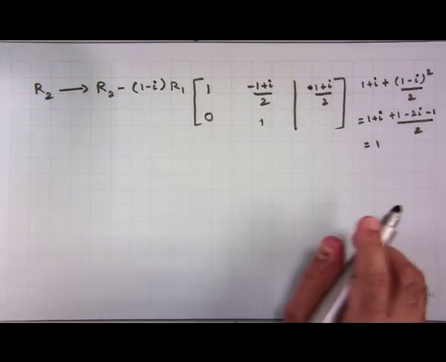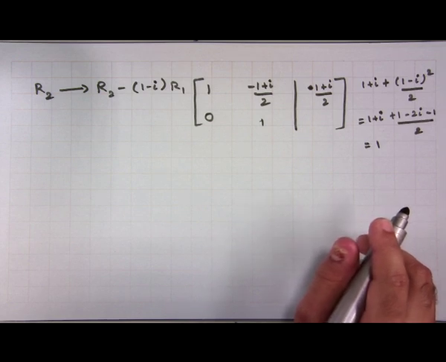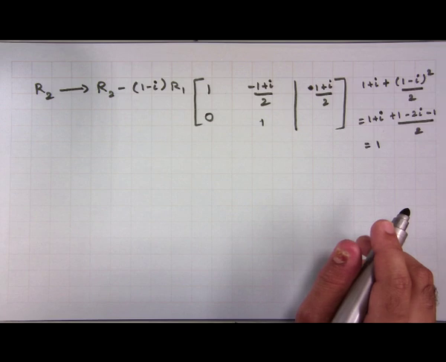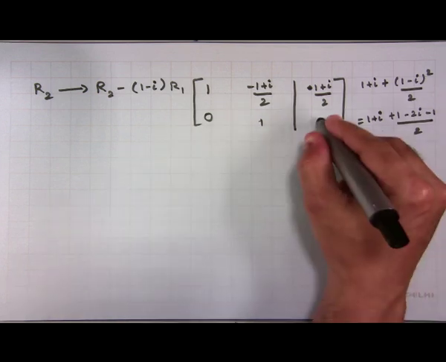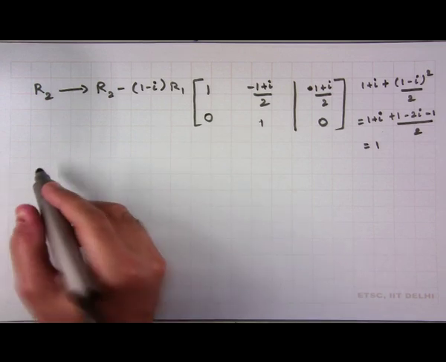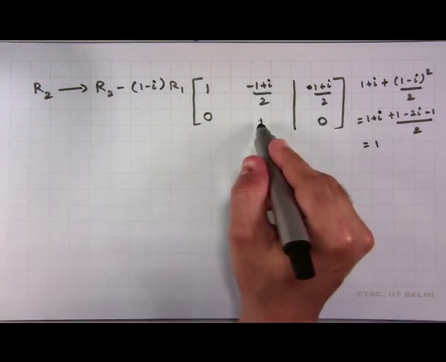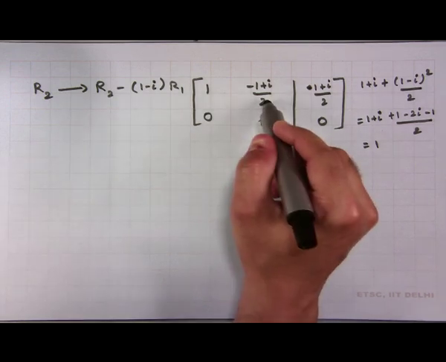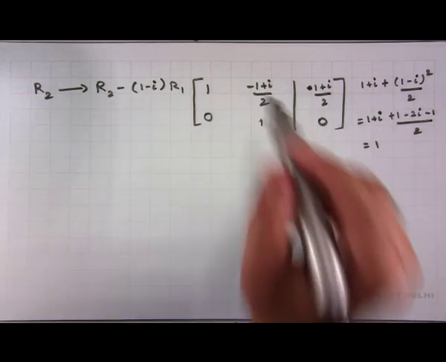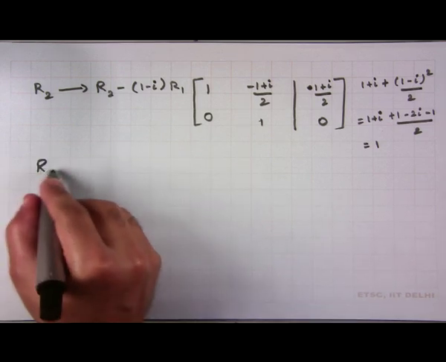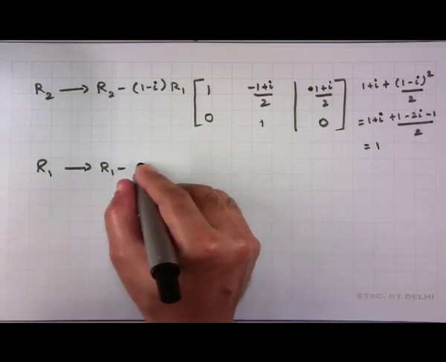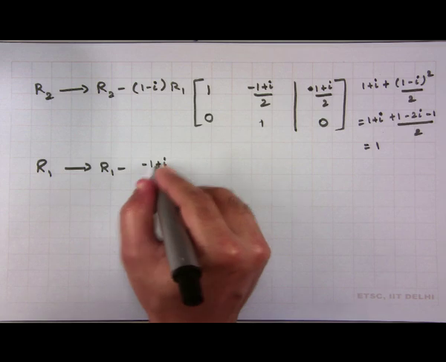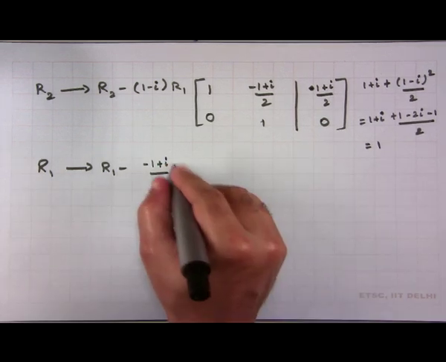Next one, (1 minus i) into (1 plus i) upon 2. (1 minus i) into (1 plus i) is just 2, and so this gets cancelled. You will have 1 minus 1, which will lead to 0. Now, I have 1 over here. Let me convert this other element in the second column, that is minus 1 plus i upon 2, to 0. R1 is replaced by R1 minus (1 plus i upon 2) into R2.